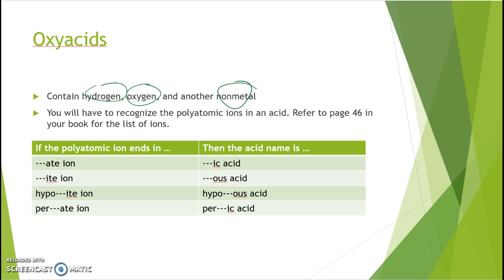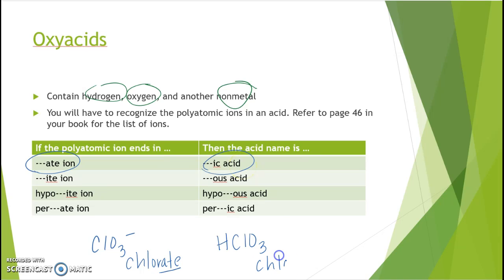So let's say that I give you that ion. To make it an acid, remember H is +1, so you would just slam them together like this. This ion is called chlorate ion, so it's going to follow this rule. It's going to be this acid. So this is chloric acid. Okay.